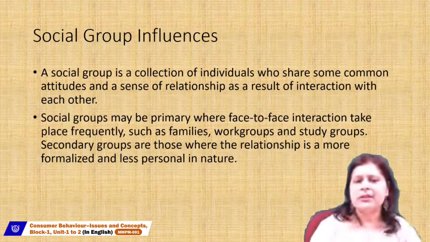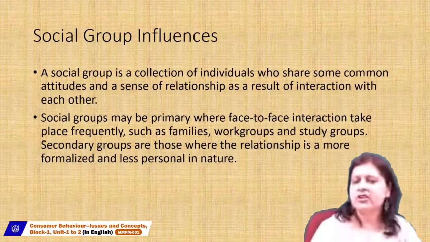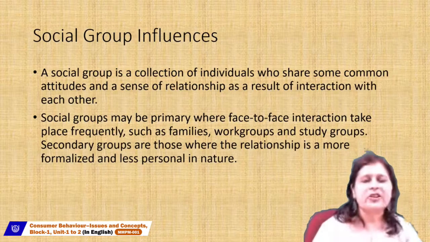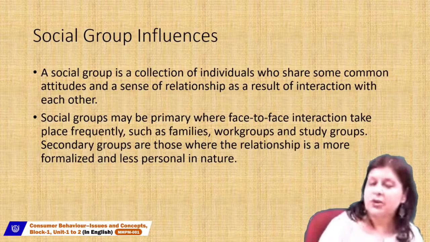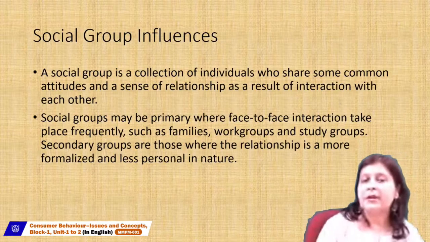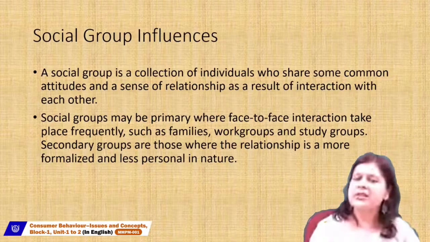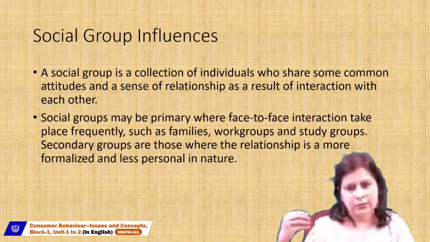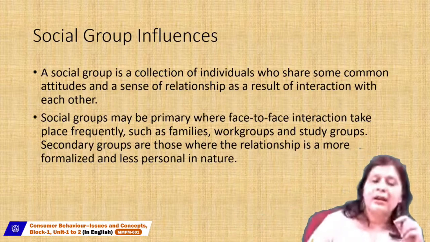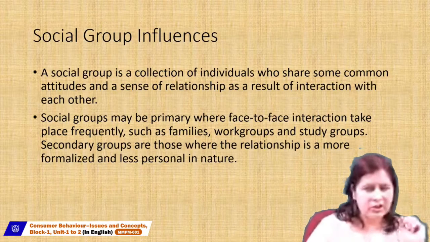A social group is a collection of individuals who share some common attitude and sense of relationship as a result of interaction with each other, right? So social group plays a very important role because they share a common attitude, and attitude plays a very important role in purchasing, right? And the social group may be primary, where face-to-face interaction takes place, or it can be a secondary type of group, where the relationship is less personal in nature, or a formalized type of relationship.